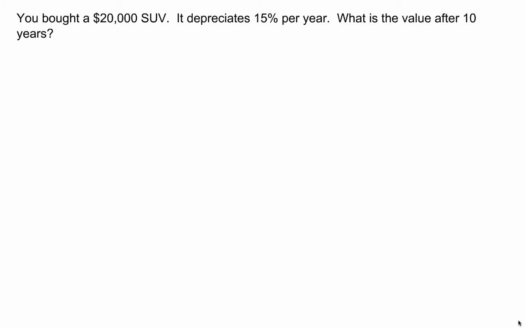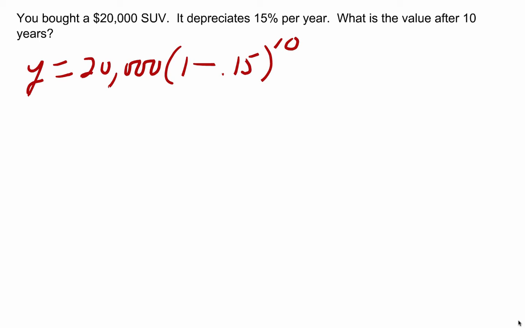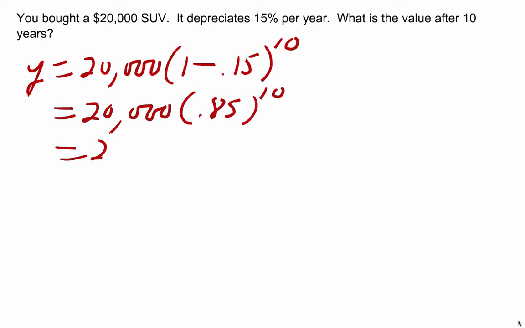So we're going to have y equals, and we're starting with $20,000. That's our initial amount. And then 1 minus, because we're depreciating, it's going down, 0.15, and 10 years there. So we're going to have 20,000 times 1 minus 0.15, which is 0.85, to the 10th power. And 0.85 to the 10th power is about 0.1969.